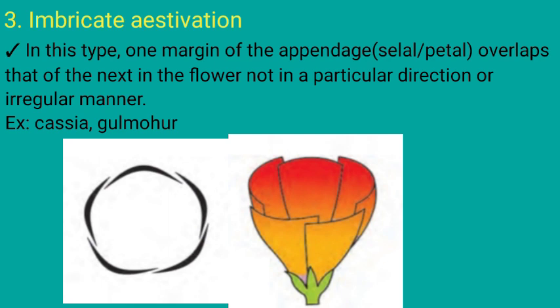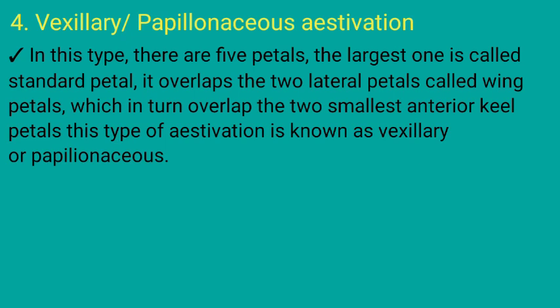See the diagram carefully. The very last type is vexillary or papilionaceous estivation. In this type, there are 5 petals. Of those, the largest one is called the standard petal. It overlaps the 2 lateral petals called wing petals, which in turn overlap the 2 smallest anterior keel petals. This type of estivation is known as vexillary or papilionaceous estivation. Examples: pea, bean, and other leguminosae or papilionaceae or fabaceae family plants.